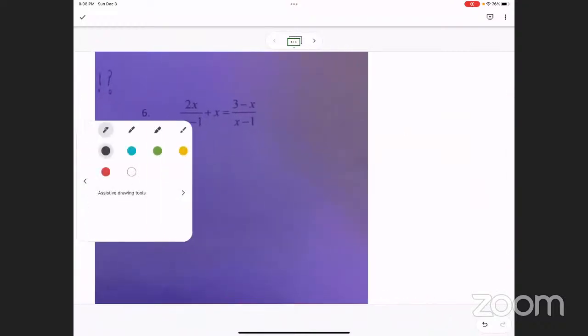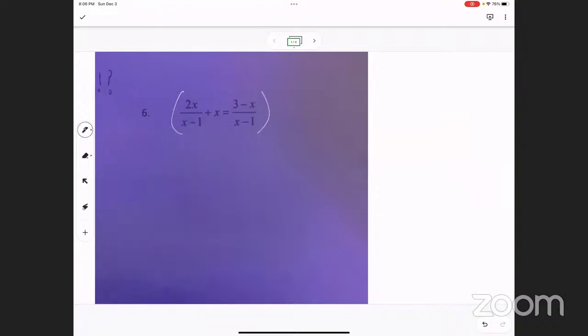So this first one here, what we would do is first you want to multiply everything by the least common denominator, which is x minus 1. So it goes here, here, and here, right? You're multiplying both sides of it. When it goes to this term, what happens to the x minus 1? It gets canceled out. So you just have 2x left over, plus x times x minus 1, nothing to cancel out there, equals, same thing here, it just cancels out. So there's your equation.